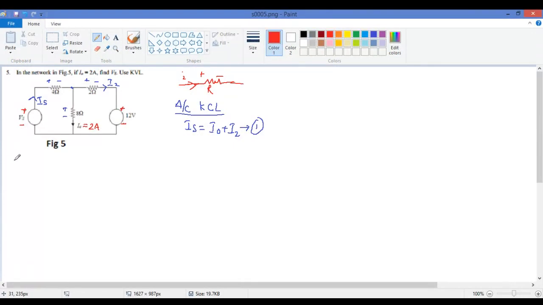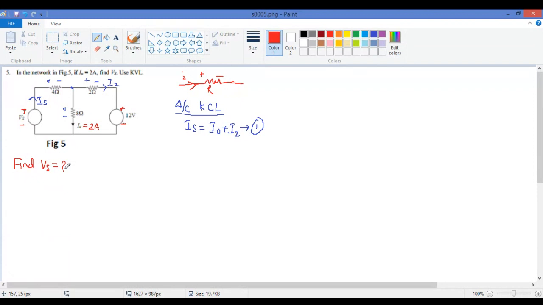So he's asking us to find Vs. So how do you find out Vs? In order to find Vs, we have to find out Is, because V is equal to I into R. And how do you get R?